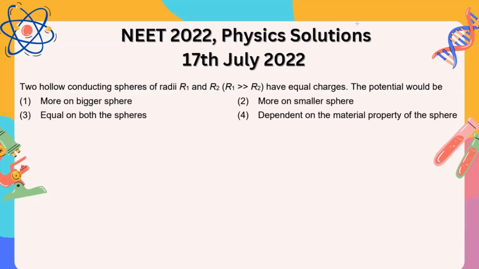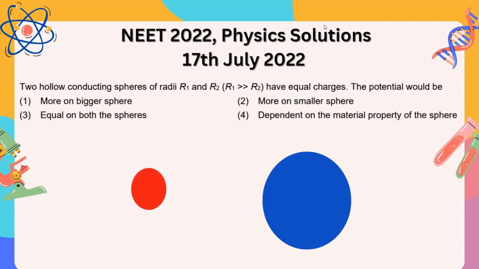The question is saying that two hollow conducting spheres of radii r1 and r2, where r1 is much greater than r2, have equal charges. So the potential you have to compare for the two spheres. Okay. So we have the two spheres, right? This is, let's say, the smaller one, and then we have the other one that is the bigger one, right? The radius of the bigger one is r1, and here it is r2, right?